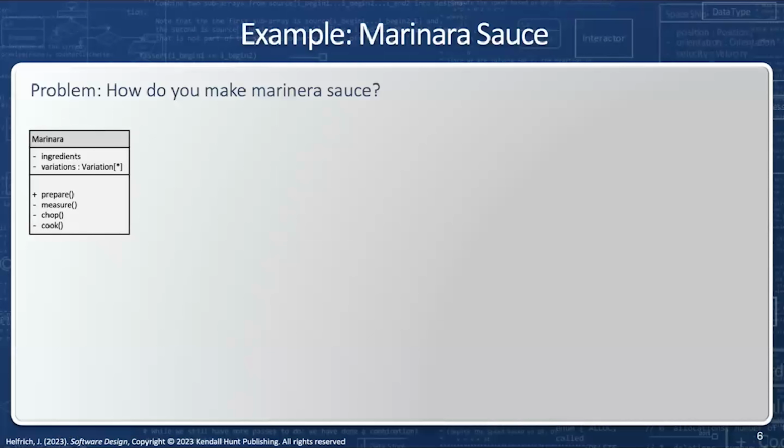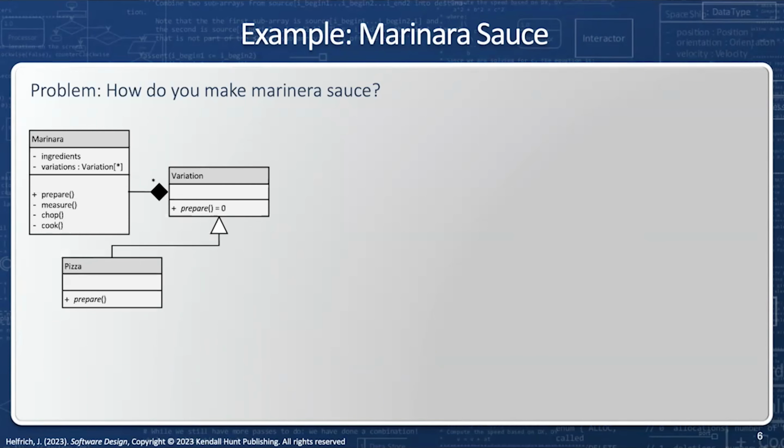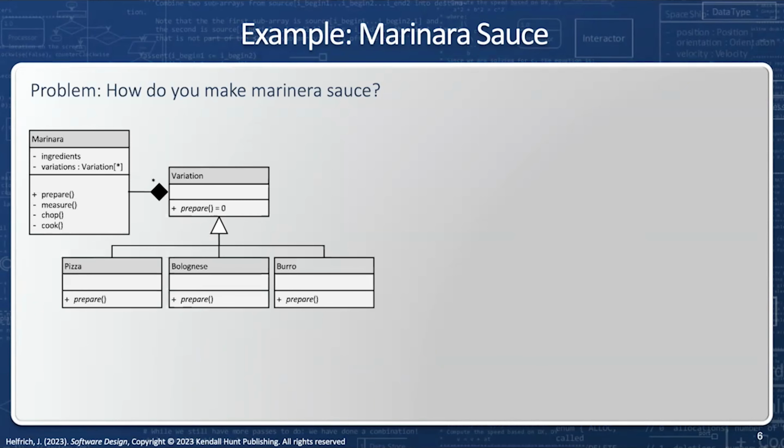Now, I'm also going to have a collection of variations because it turns out not all marinara sauces are the same. So I'm going to have a collection of variations, and this is obviously the alternative implementation of the decorator. Now, I'm going to have pizza sauce, which is a little bit thicker. I'm going to have bolognese, which is going to be meat, and I'm going to have burro, which is going to be spicy. Okay, so these are my different variations.